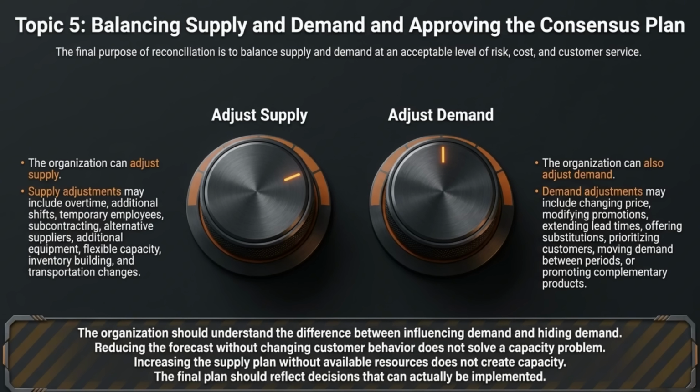Demand adjustments may include changing price, modifying promotions, extending lead times, offering substitutions, prioritizing customers, moving demand between periods, or promoting complementary products. The organization should understand the difference between influencing demand and hiding demand. Reducing the forecast without changing customer behavior does not solve a capacity problem. Increasing the supply plan without available resources does not create capacity. The final plan should reflect decisions that can actually be implemented.